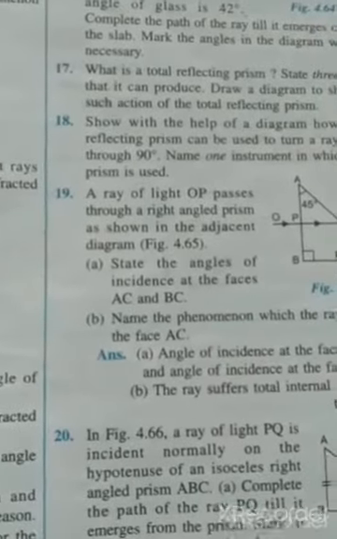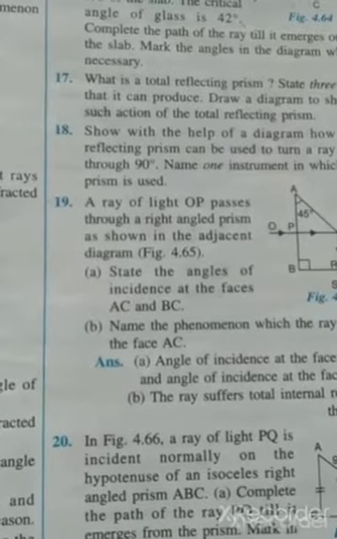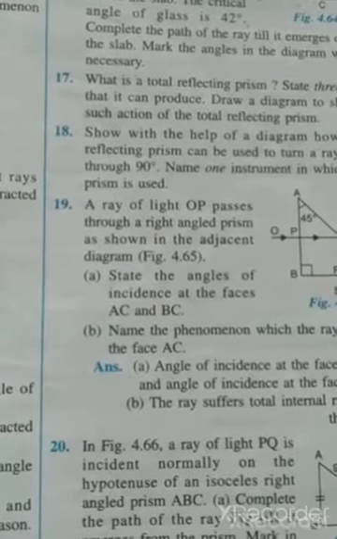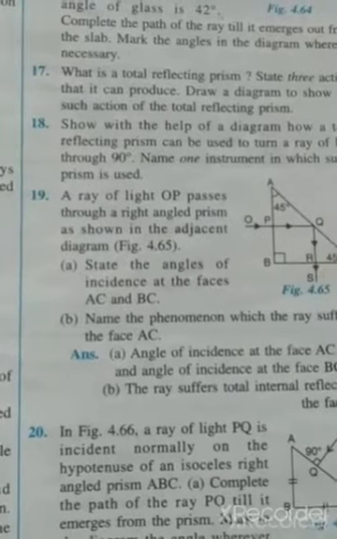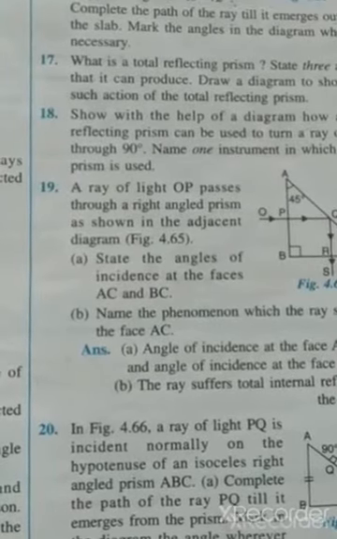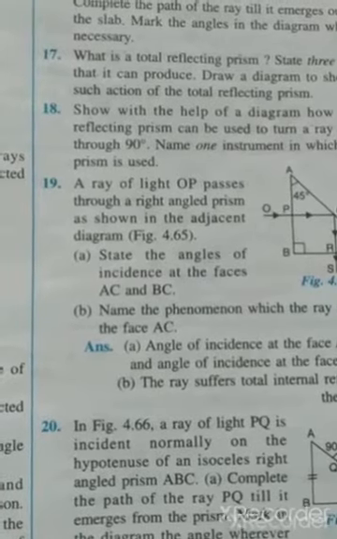Now what is a total reflecting prism? You all know that a prism having one angle of 90 degrees and the other two of 45 degrees, or a right angled isosceles prism, is known as a total reflecting prism. The three actions it can produce are deviating the ray of light by 90 degrees, by 180 degrees, and erecting the inverted image.